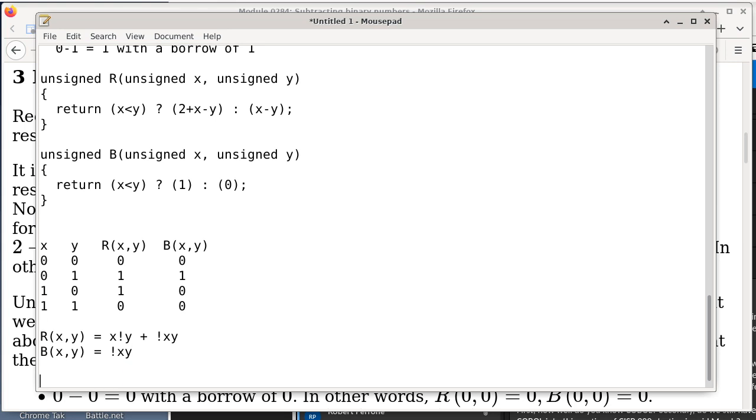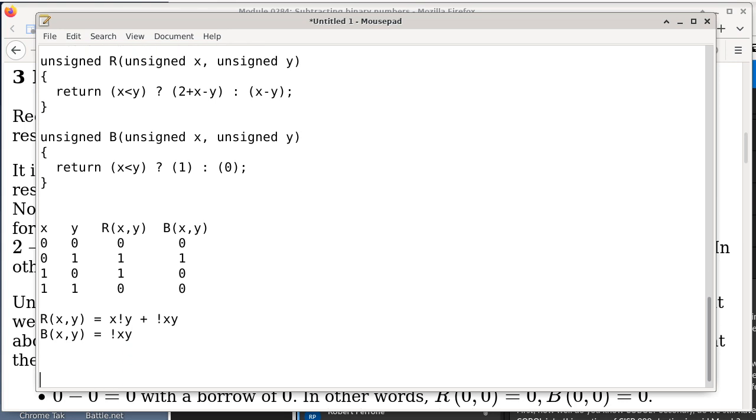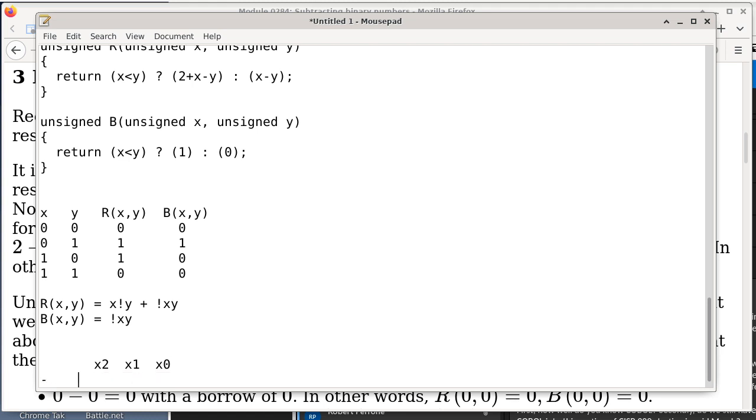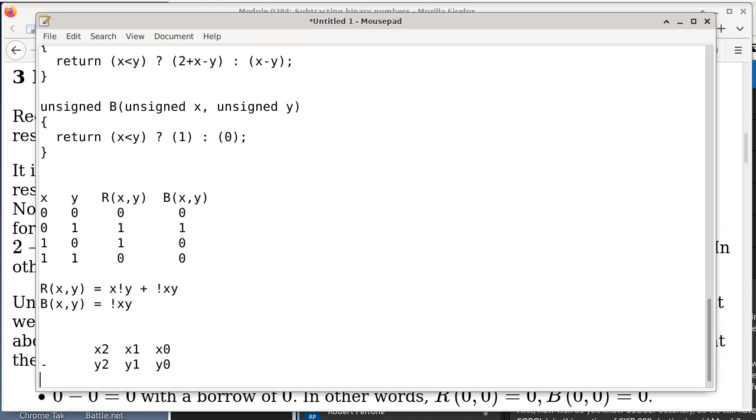So with all of this stuff here, we can now look at a multi-digit subtraction, and we want to figure out how all those bits work out. Okay. So I'm going to throw this out again. We got x3, x2, x1, x0. Those are individual bits of x. And then we have y2, y1, and y0. Those are the individual bits of y.